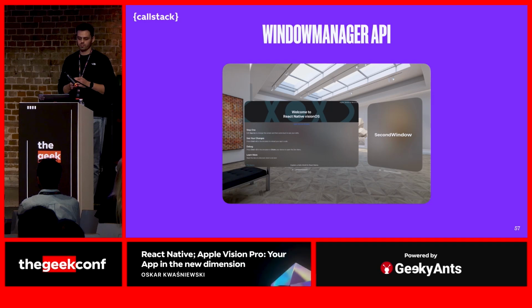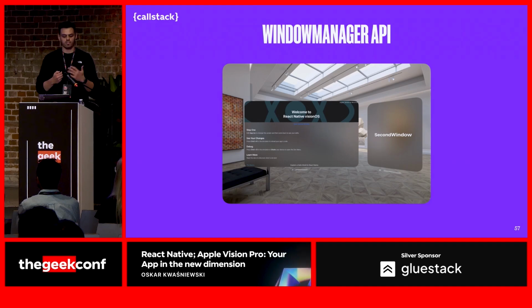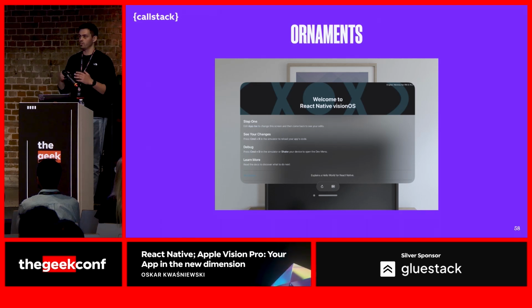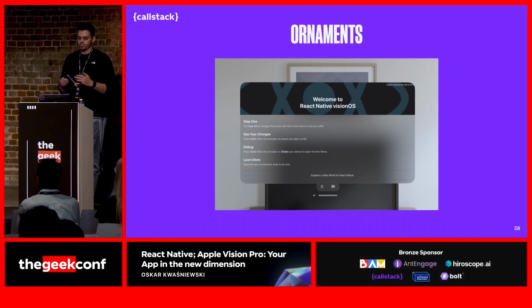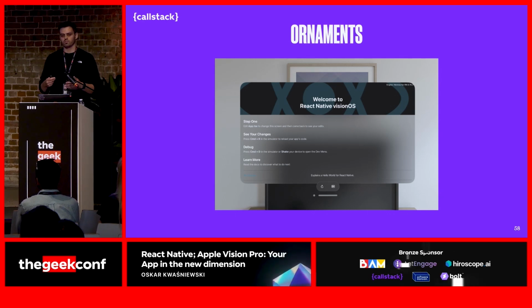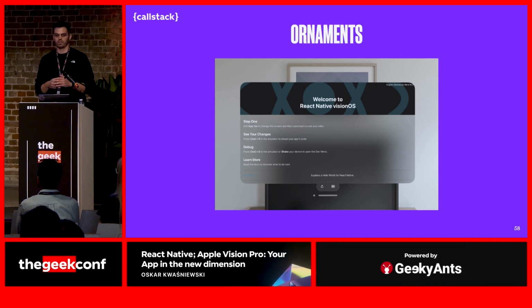So we also introduced the Window Manager API, which allows you to spawn and manage multiple windows in your app. And you can also pass and update data from your main window to the newly created one. And recently, we also added support for the Ornaments API, which users can use to attach ornaments to their windows. And on top of that, we added the default ornament that you can see here, which allows you to trigger the dev menu when running in dev mode.